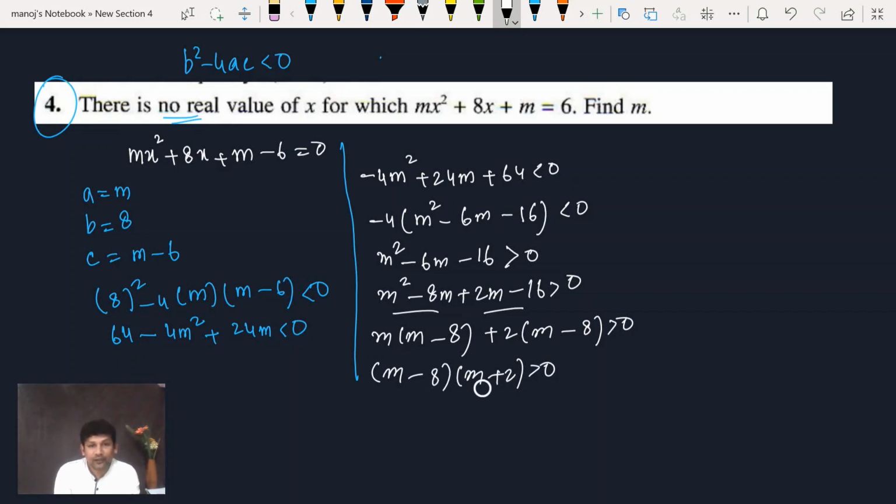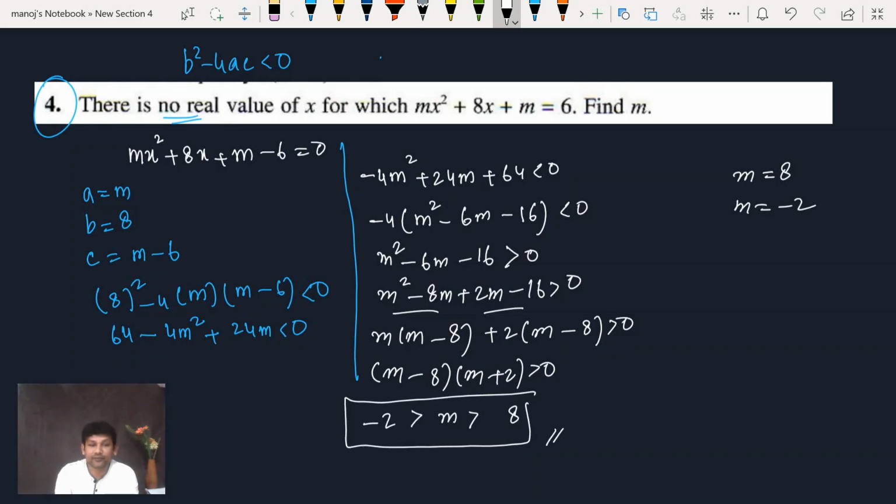You can write the result here in right hand side. M is coming 8 and m is coming minus 2. So what's the method to write? There is no real value of x for which this, find m. So m, you can write m is smallest value is -2, greatest value is 8, the same sign, and that's your result, and we have done it.